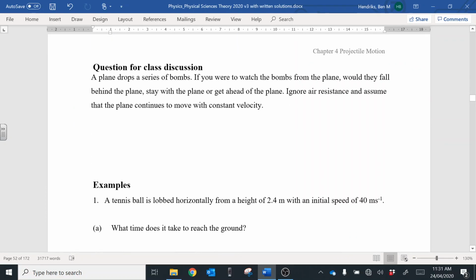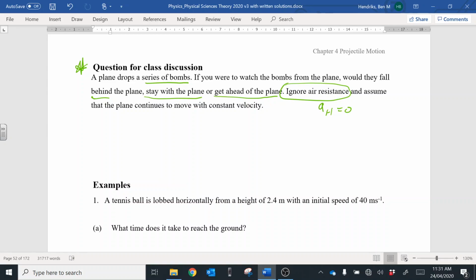Alright, so we have a question for class discussion, which is an interesting one to think about. A plane drops a series of bombs. If you were to watch the bombs from the plane, would they fall behind the plane, stay with the plane, or get ahead of the plane? Ignore air resistance, so that means that acceleration in the horizontal is equal to 0. So I'll write that in, a_H equals 0, and assume that the plane continues to move with constant velocity.